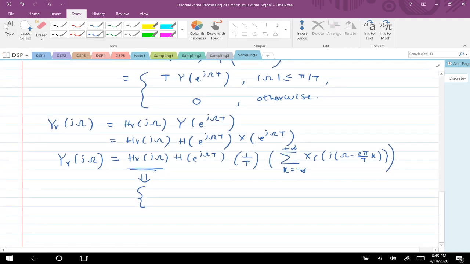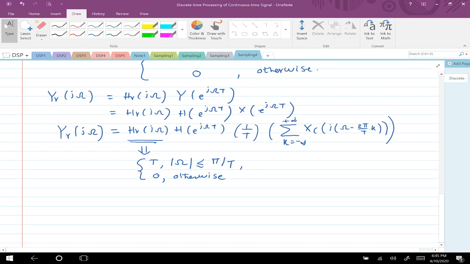That's equivalent to T when absolute omega is less than or equal to pi by T, right? And of course 0 outside. In other words, this whole expression has a value only between minus pi by T to plus pi by T. Okay.